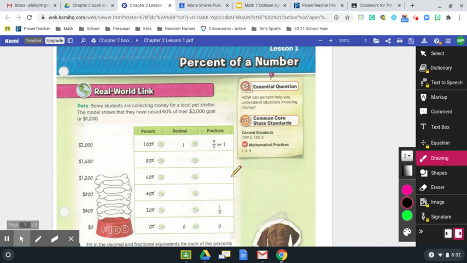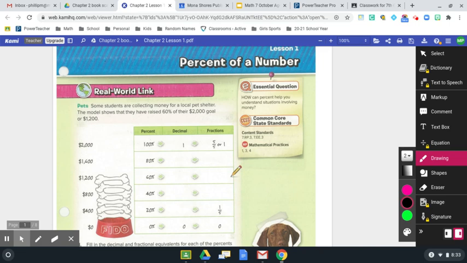With percents, some of the background knowledge that we need to have is understanding how to get from a percent to a decimal to a fraction, and also the other way around, from a fraction to a decimal to a percent. That's background knowledge you should have. So we're going to start this introduction, this real world link, with looking at that. This is page 103.